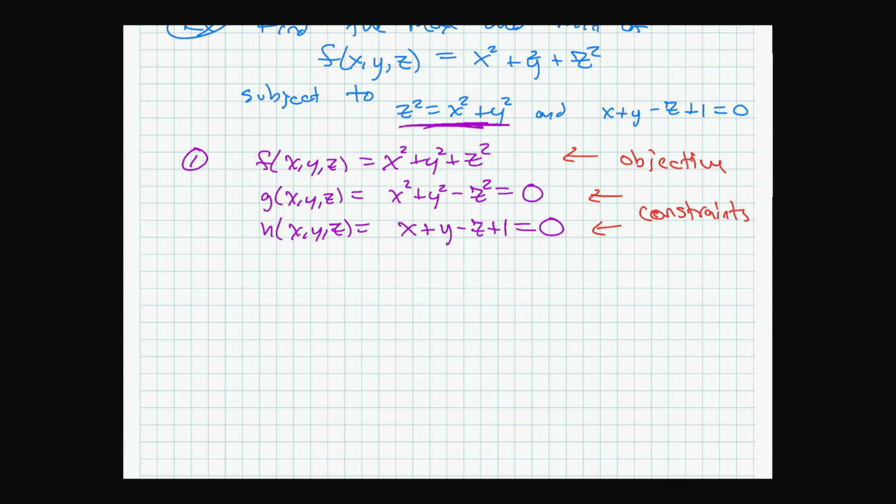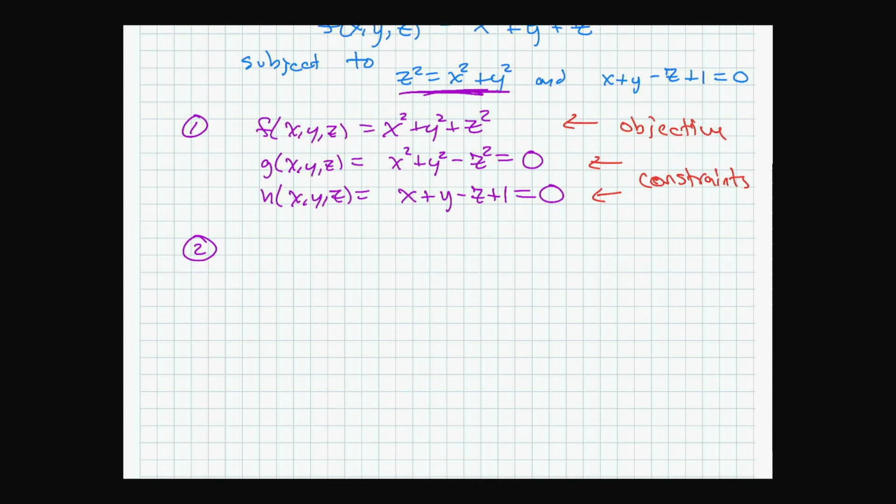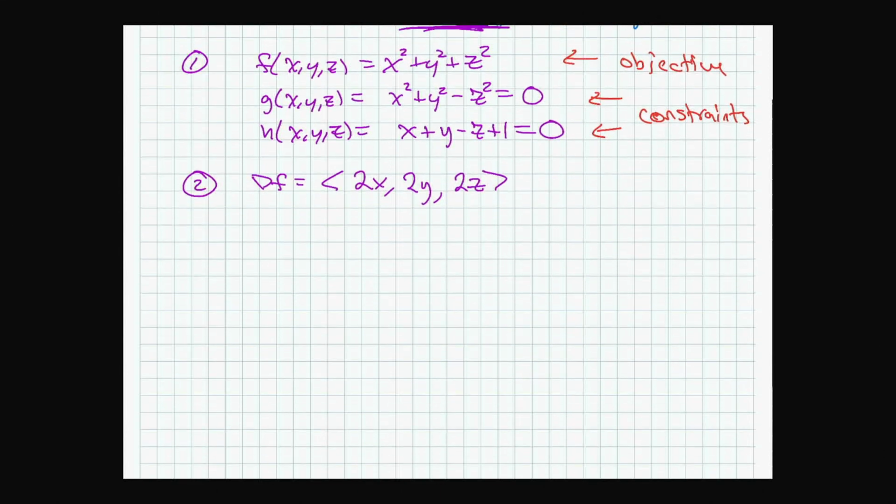The new thing is having two constraints and also having an x, y, z. Once we have that, we want to write our system of equations, which means we need gradients of everything. So gradient f, that's easy. Partial with respect to x, 2x. Partial with respect to y, 2y. Partial with respect to z, 2z. So, easy gradient.